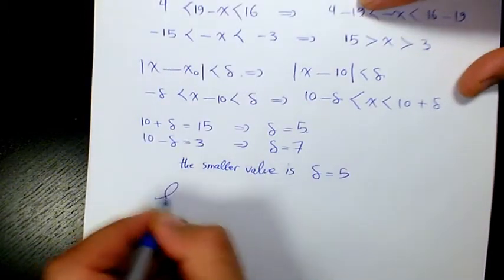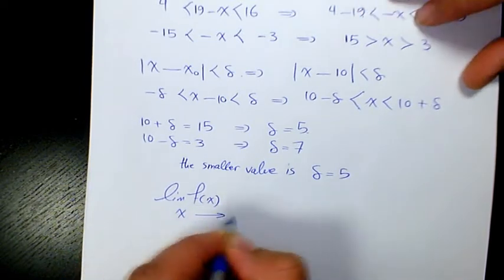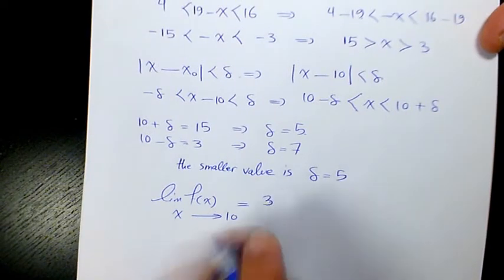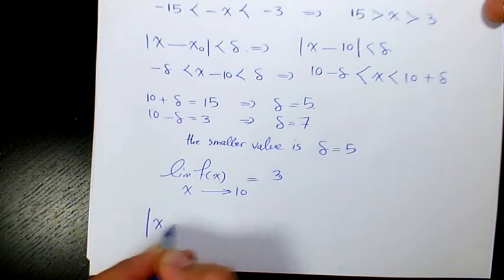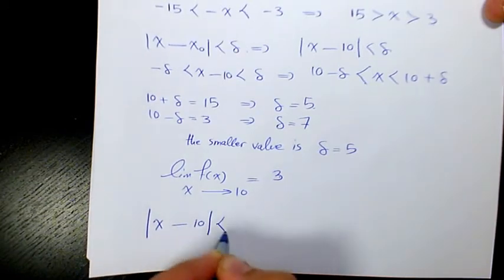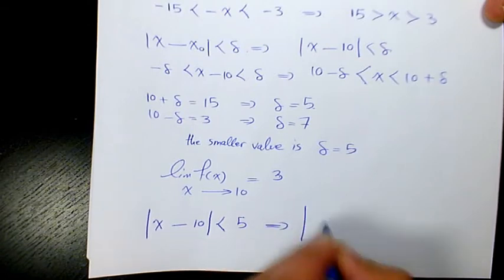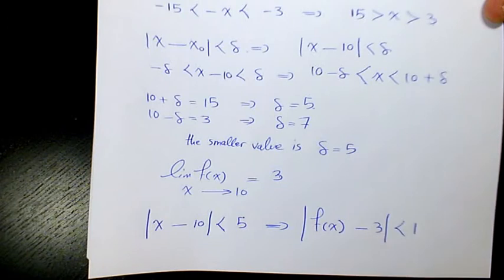So we can say the limit of f of x when x is approaching 10 is going to be equal to 3. Why? Because if the absolute value of x minus 10 is smaller than 5, then we can conclude that the absolute value of f of x minus 3 is less than 1.